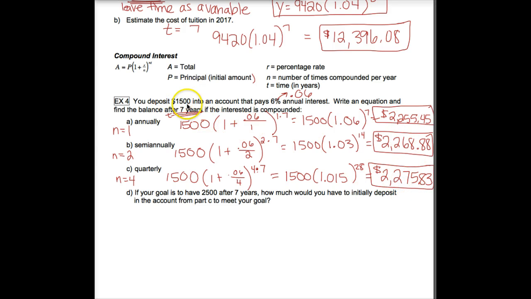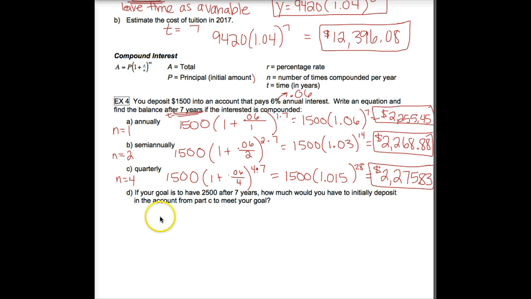So you can see the difference in interest here is about $20 over the 7-year period, but we started with a small amount here, $1,500. You can imagine the difference it might make if you started with $100,000, the difference between the different compoundings. So it looks like the more you compound it, the more money you actually get.